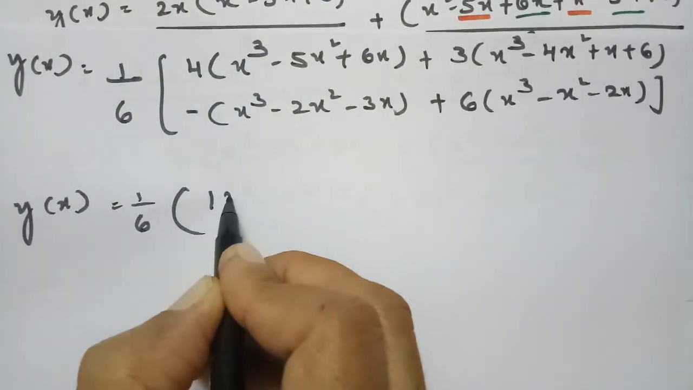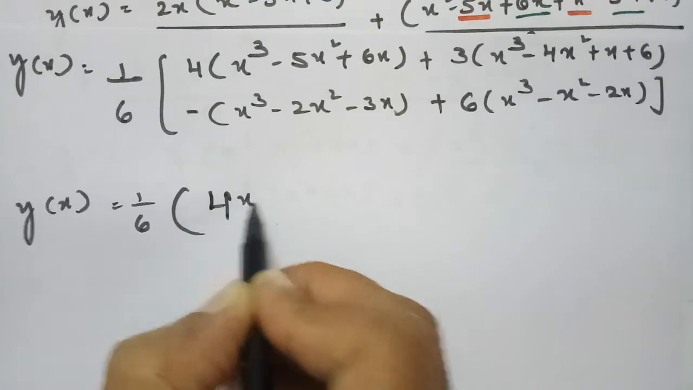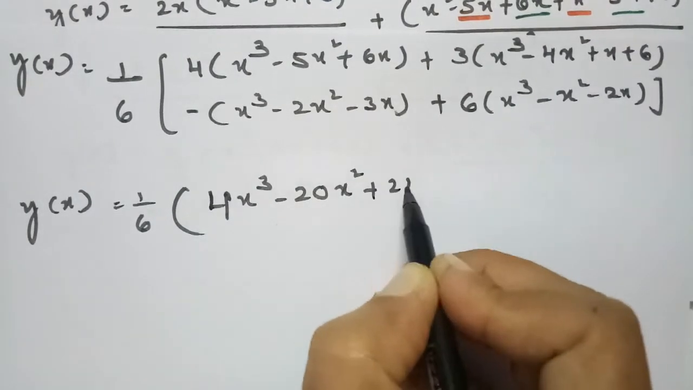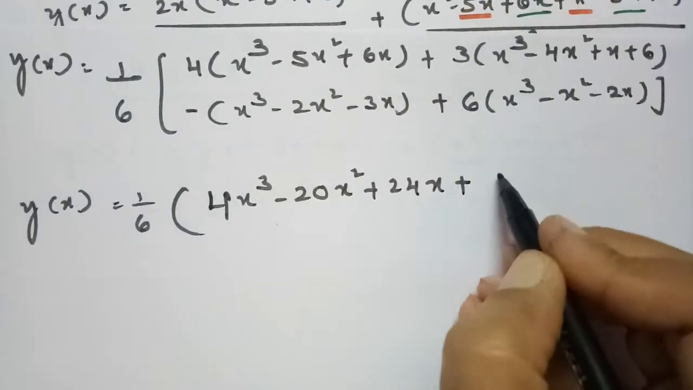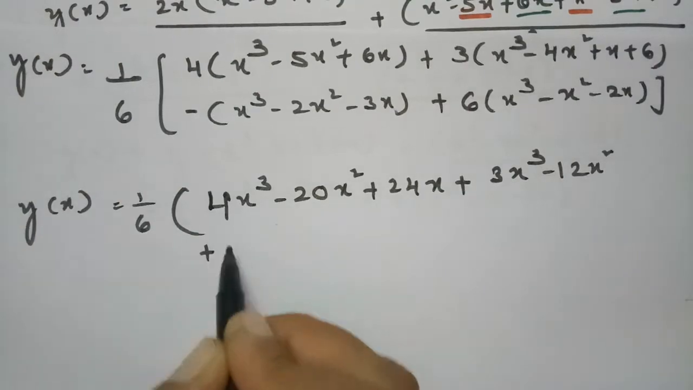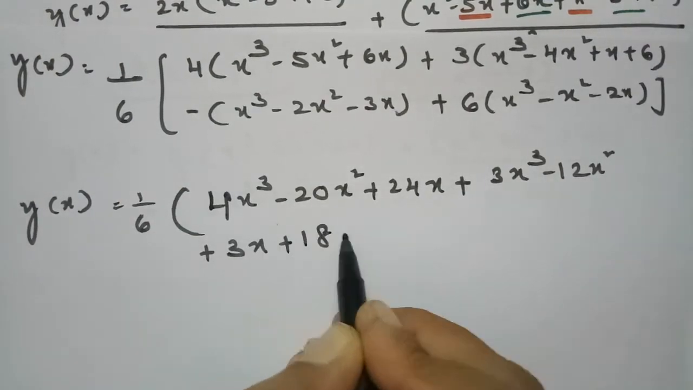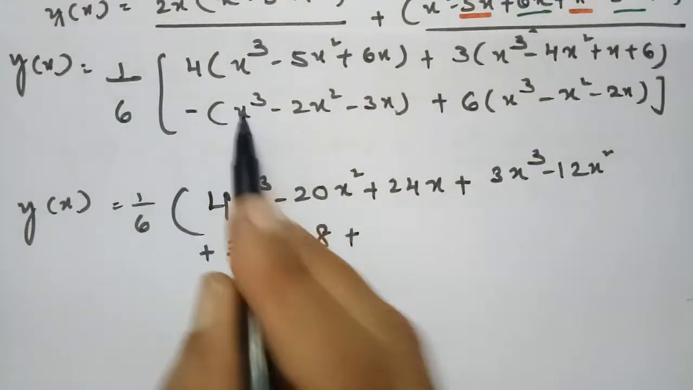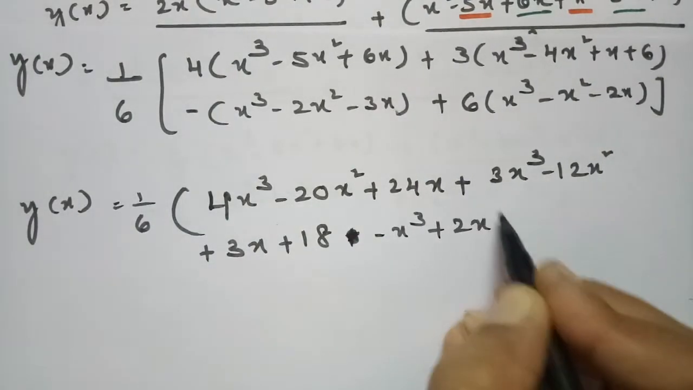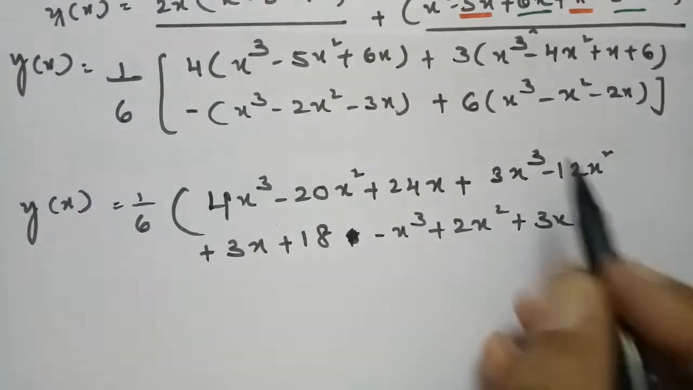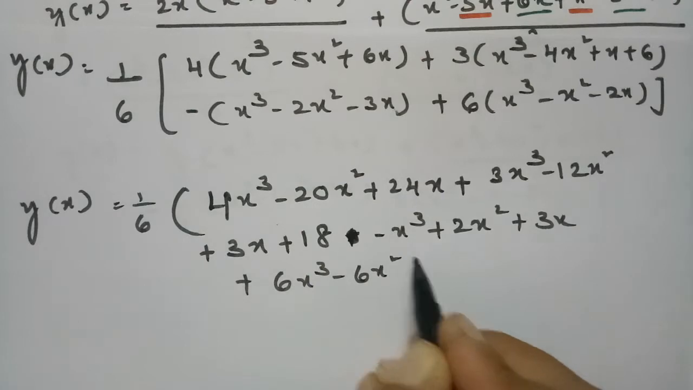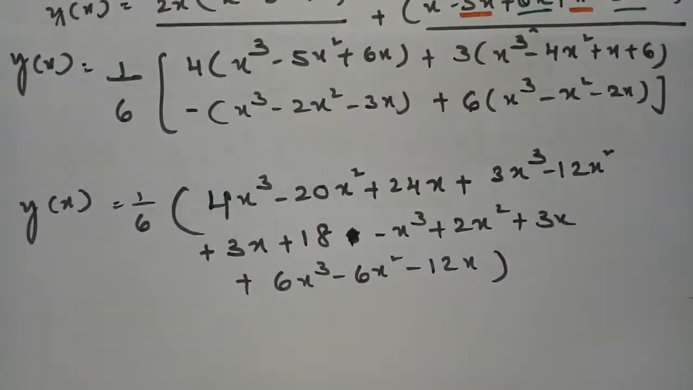Now if I multiply all the terms here, this is 1 by 6 times of, this is nothing but 4x cube minus 20x square plus 24x. If I multiply, this is 3x cube minus 12x square plus 3x plus 18. So this will be minus x cube minus of minus 2x square plus 3x. If I multiply with 6, this will be 6x cube minus 6x square minus 12x.